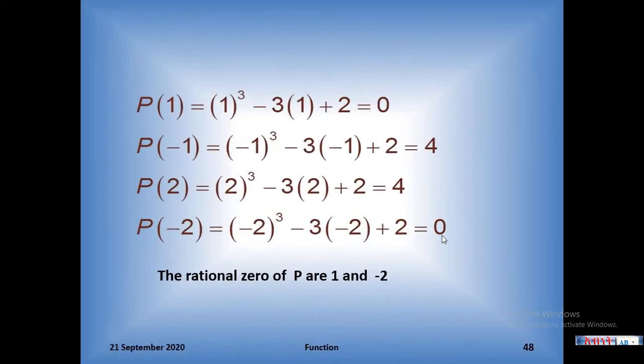So, test it. P of 1. Oh, bingo. We will get 0. P of minus 1 is different from 0. P of 2 is different from 0, and so is minus 2. So the solution set is what? 1 and minus 2. But it is very tedious, by the way. It's very tedious.